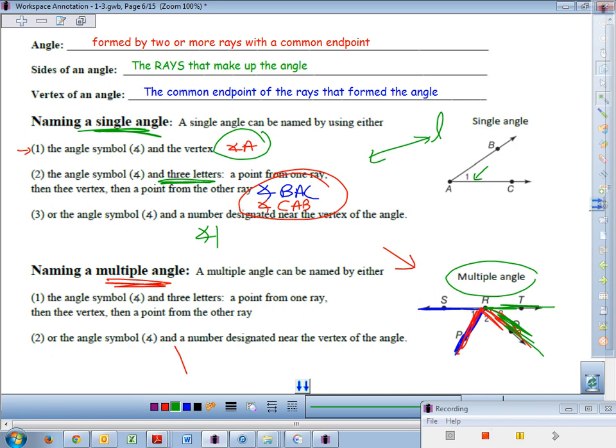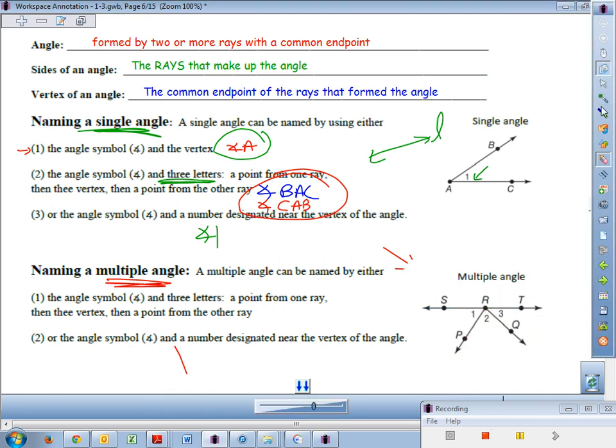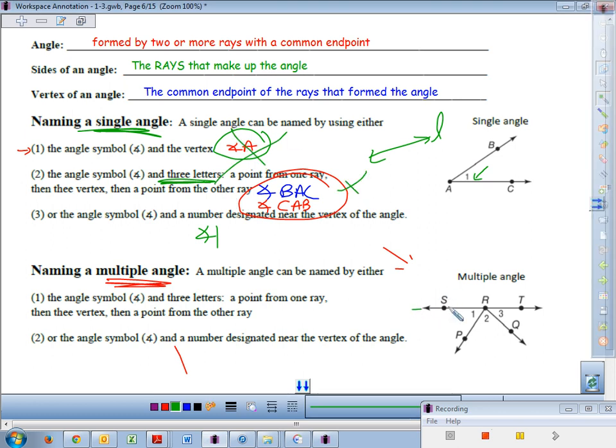You got to use 3 letters. That's like saying Hannah. Oh, wait a minute, there's 3 different Hannahs in the room, right? You got to use the full name. If there is more than one angle in the picture, this is so difficult for so many students. If there's more than one angle in the picture, you must use 3 letters.